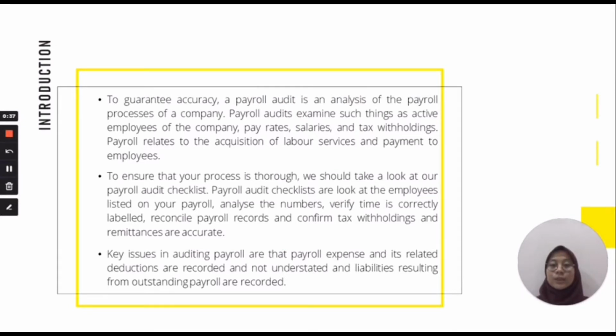To ensure that your process is good, we should take a look at our payroll audit checklist. The payroll audit checklist is to look at the employee details on your payroll, analyze the numbers, verify time is correctly labeled, reconcile payroll records, and confirm tax withholding and remittance are accurate. The issues in an audit of payroll are that payroll expense and related deductions are recorded and understated, and the decisions resulting from outstanding payroll are recorded.